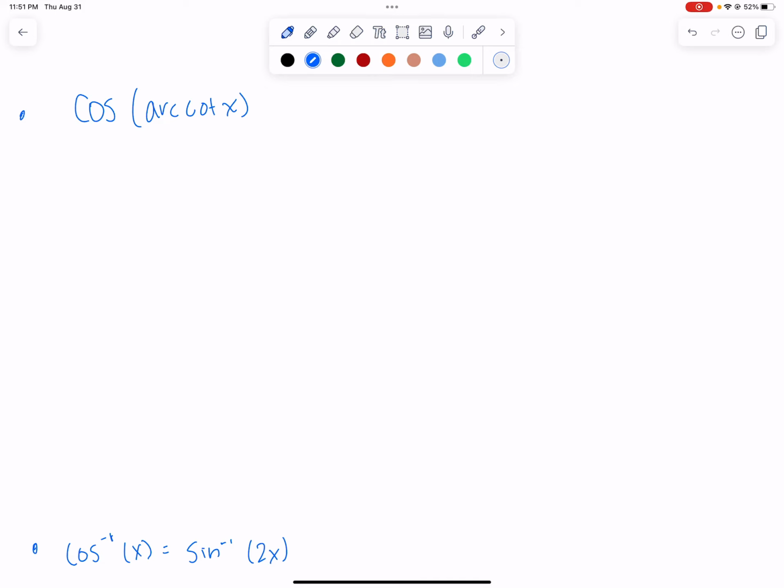Alrighty. So for number one, what we're trying to do is find an algebraic expression for cosine of cotangent inverse of x. So what I'm going to do first is, of course, draw out my little triangle. And what I want to do here is figure out where cotangent is in terms of my triangle. And in this case, remember that cotangent is x over y. So if I have 1 right here, this is essentially saying x and 1.